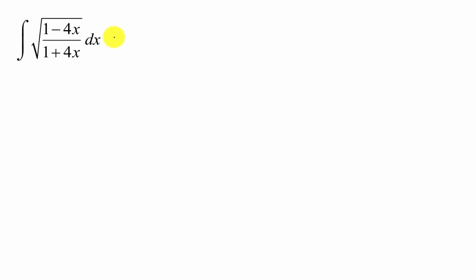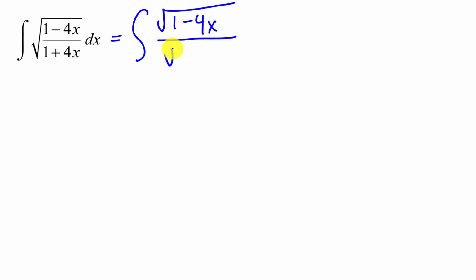Okay, for this integral, we are going to apply a different strategy. Let's go ahead and take the square root to both the numerator and the denominator using properties of square roots. And now I'm going to multiply numerator and denominator by the conjugate of the bottom.